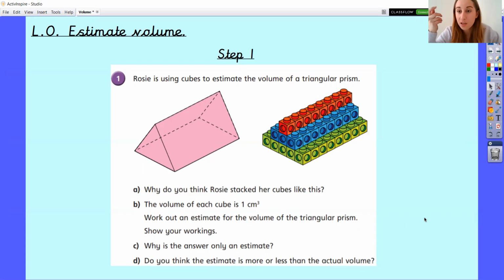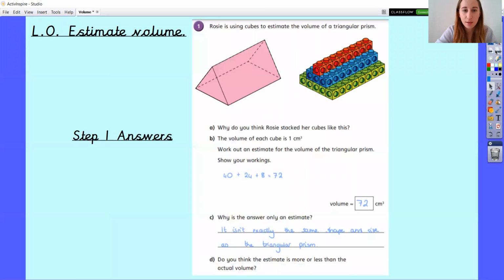So you have to do a little bit of thinking for yourself and explaining your ideas, but also working out the estimate of the volume of this triangular prism. So press pause, have a go in your maths book, and press play again when you're ready for us to go through those answers. Right, let's have a look together then. Well done, Year 5, for having a go at that one.